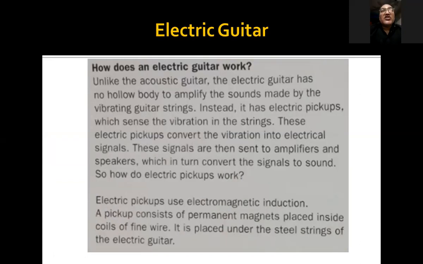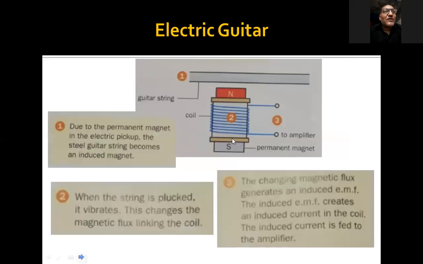So how do electric pickups work? Electric pickups use electromagnetic induction. A pickup consists of permanent magnets placed inside a coil of fine wire. It is placed under the steel strings of the electric guitar. So I have already explained this diagram to you. So this is the pickup. Here is the steel string.